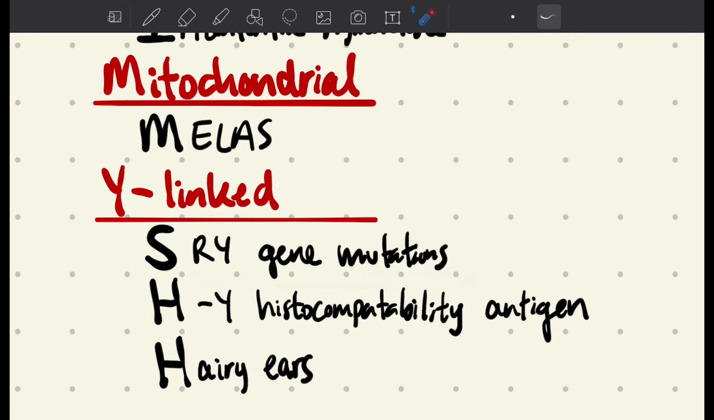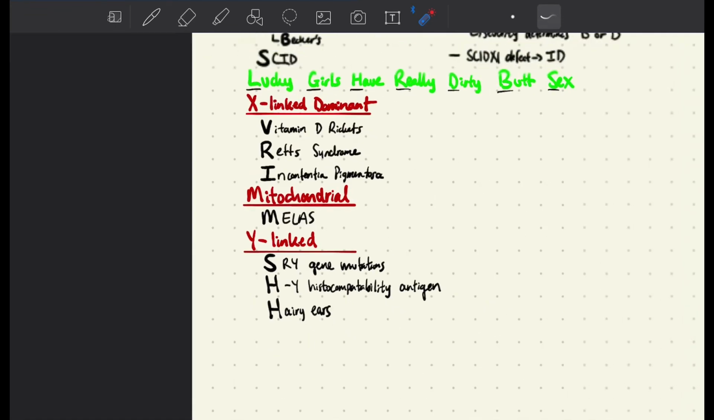One is your SRY gene mutations. This is going to lead to your phenotype of looking like a boy, like a man. And then you have your HY histocompatibility antigen, as well as just the presence of hairy ears.